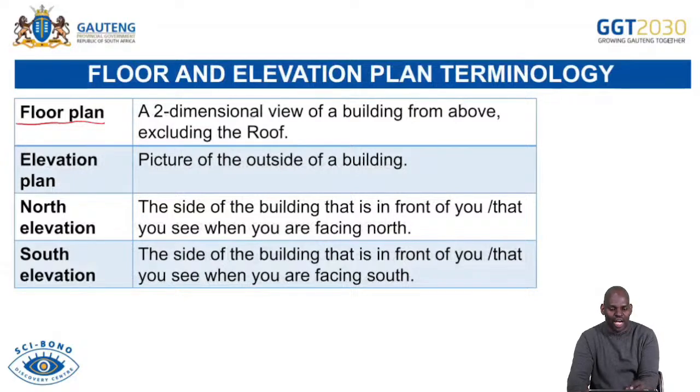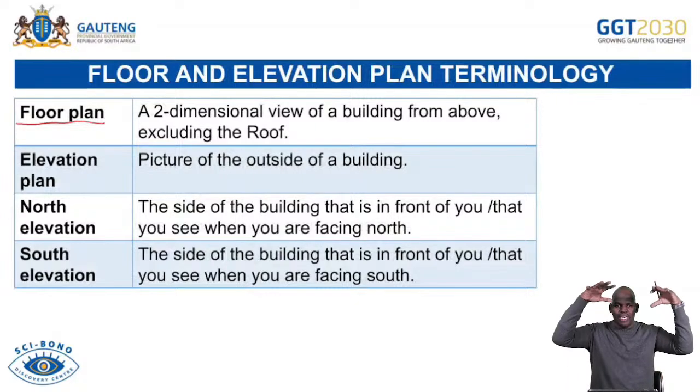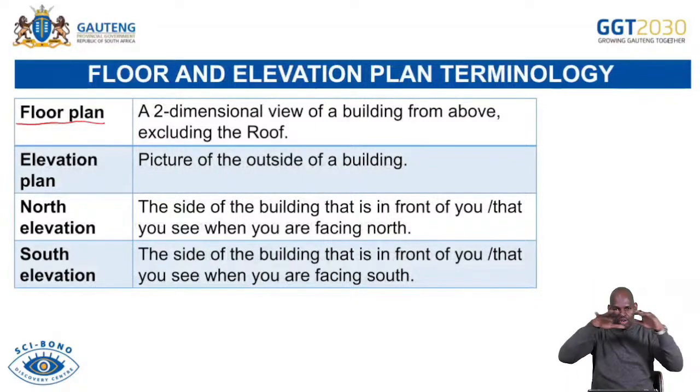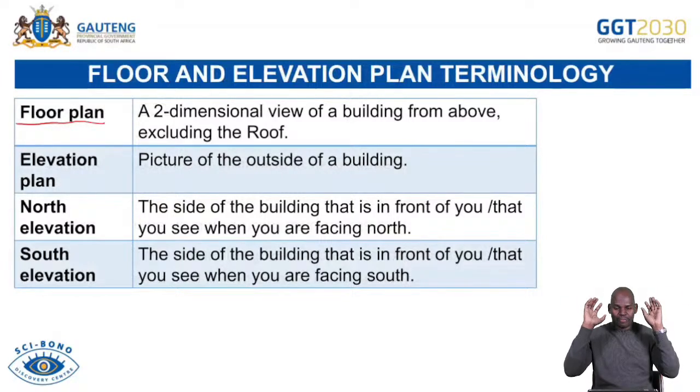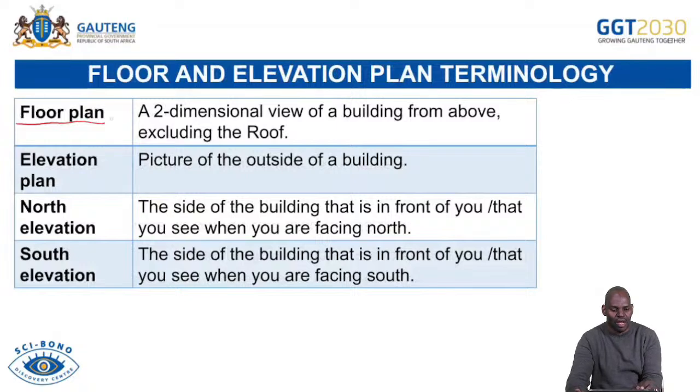Now, a floor plan is a two-dimensional view of a building from above. How you see a building from above when the roof is removed. The same thing with your house. Remember the arrangement of the furniture in your house and so on. Just think about it. How would you see that from above when the roof is removed? So that is what we mean by a floor plan. It's a two-dimensional view of a building from above, excluding the roof.